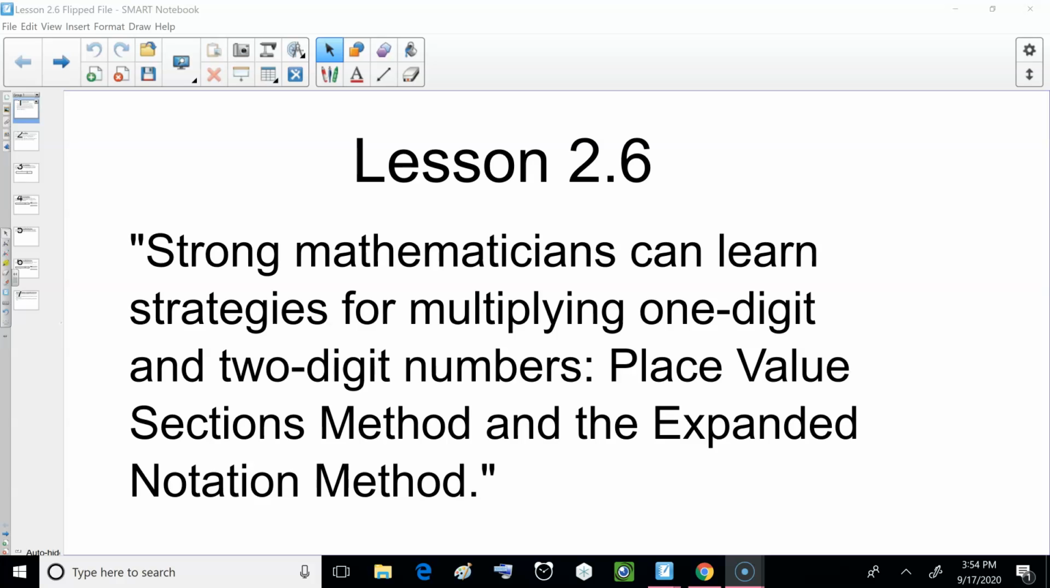Welcome class to lesson 2.6. Our goal for today is that strong mathematicians can learn strategies for multiplying one-digit and two-digit numbers. We're going to use the place value sections method and the expanded notation method. So get your notebook, your pencil, write today's date on the top, and let's begin.